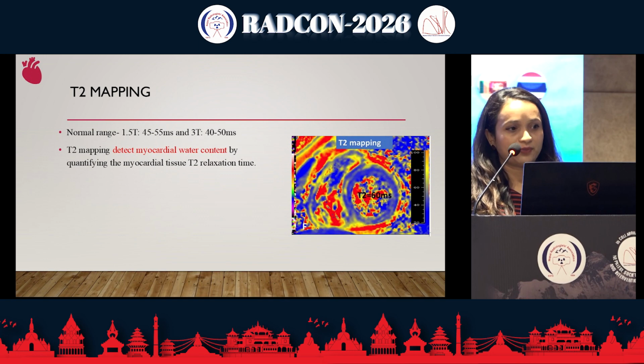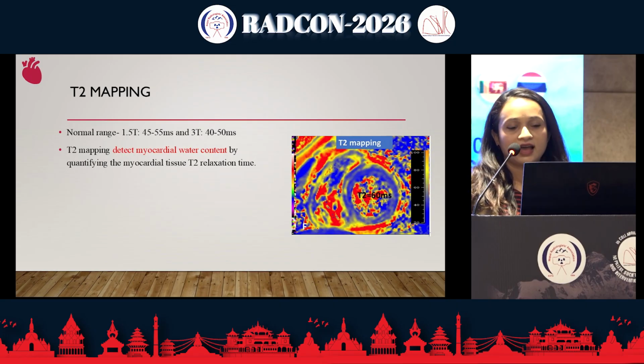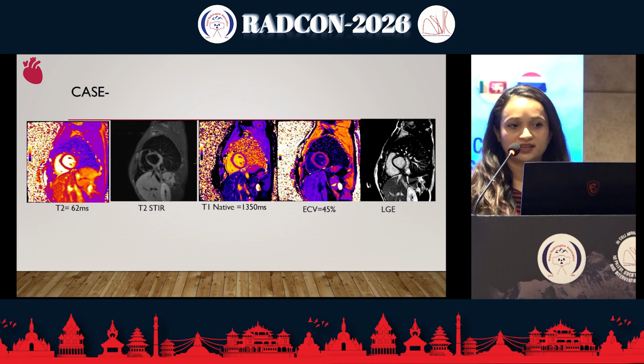Next is the T2 mapping. The normal range of the T2 mapping again depends upon the strength of the MRI, and T2 mapping detects the myocardial water content, that is the edema. And here you can see the elevated T2 relaxation time, that is 60 millisecond, which can be seen in case of myocarditis again.